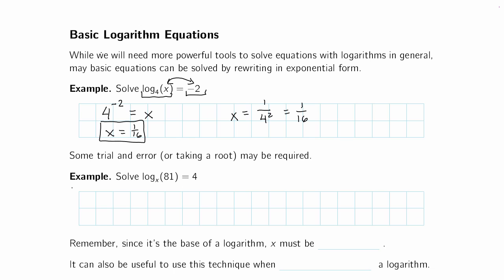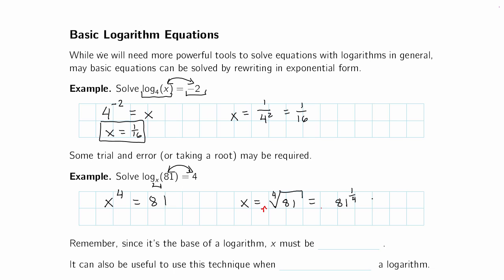Now, we might also need to take a root or use some sort of trial and error, as in this second example. So here my variable is actually in the base of my logarithm, but my base stays the same. The exponent and the argument switch places. So x to the 4th equals 81. Okay. Well, now I want to undo a 4th power. I know how to do that. That's a 4th root. Or if I'm thinking of this as a power function, 81 to the 1/4 power.